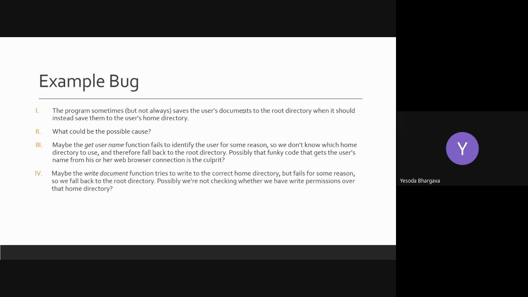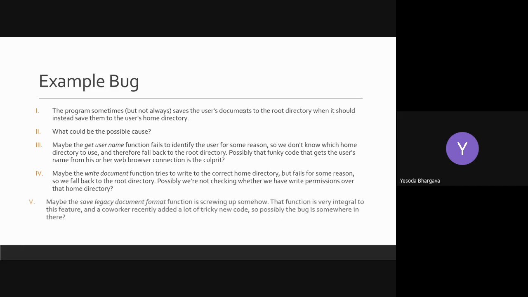The second was relating more to the permission. So it was able to identify the user's home directory, but whenever it went on to write that document in the home directory, somehow the program was not getting the permission, and as a result, it was defaulting to the root directory. And the third case, as Tarun mentioned, was that there was some function which was very integral to this feature of saving the documents, but it was somehow interfering with the functionality.